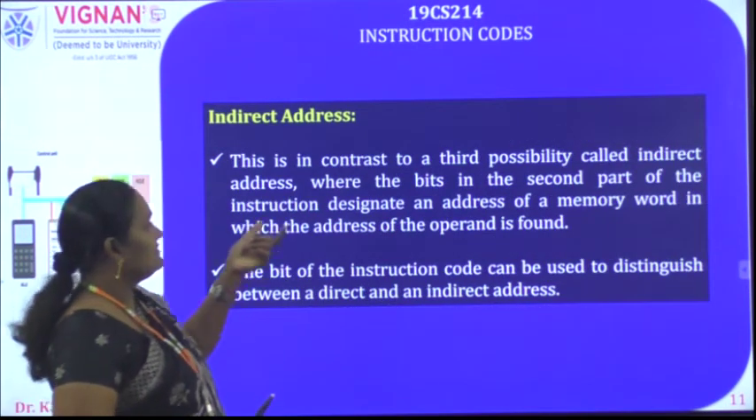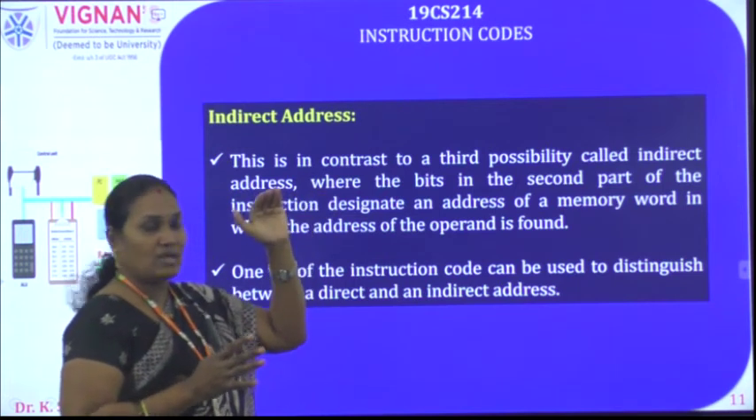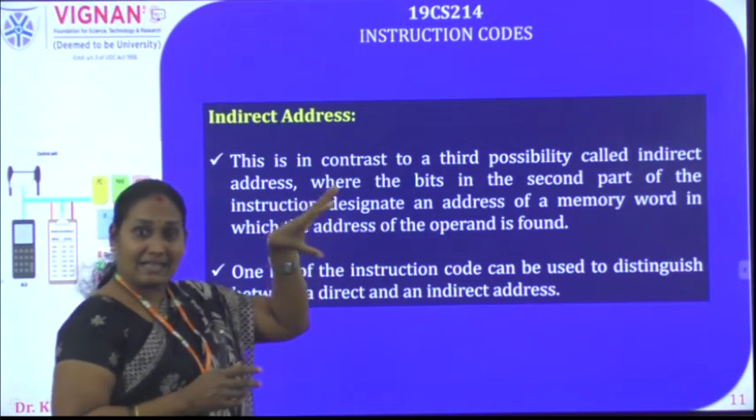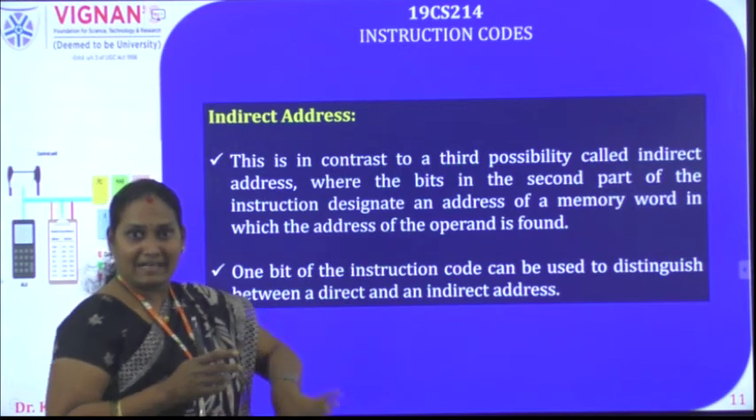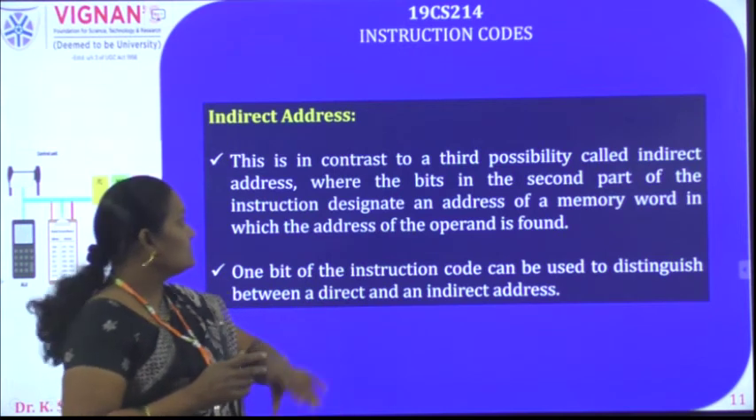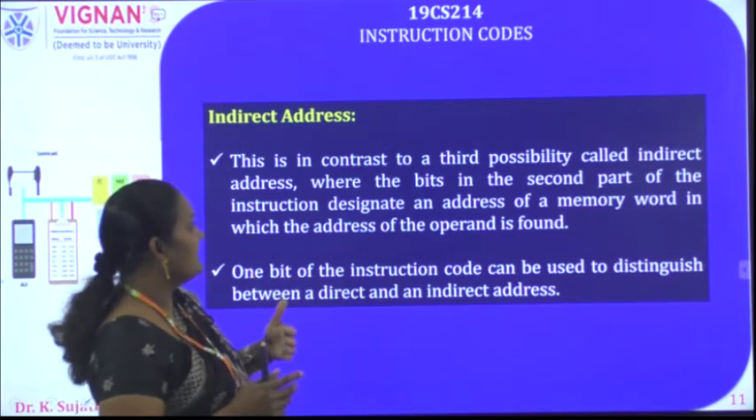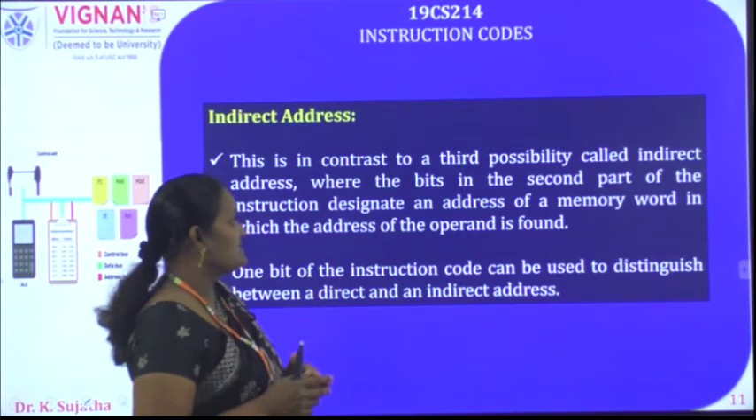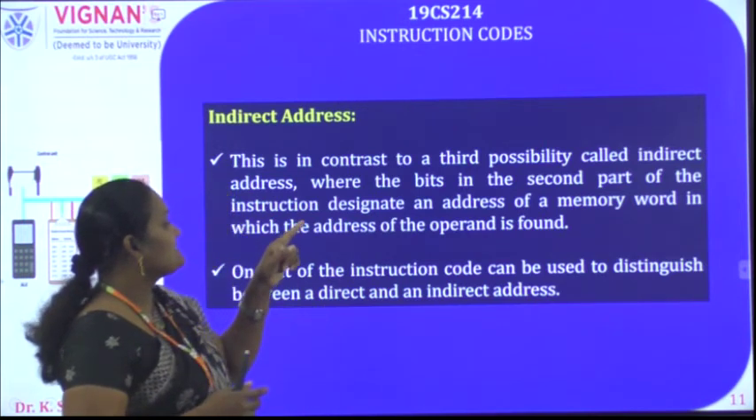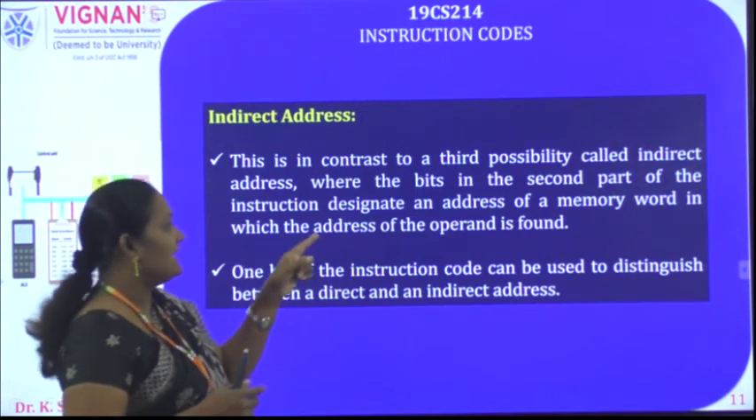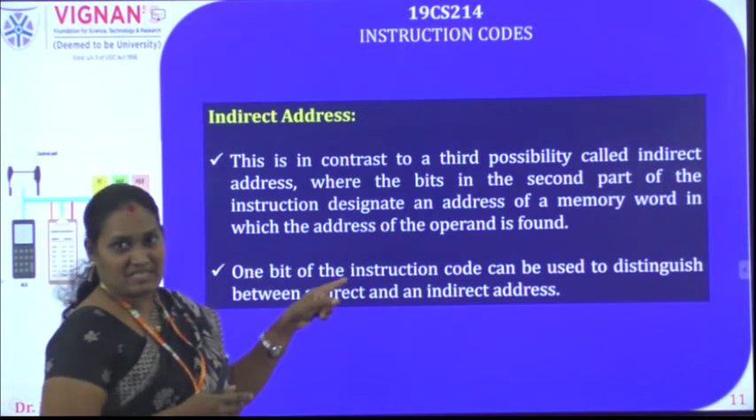Now coming to another possibility. Here we are seeing two possibilities. One possibility is that the address part contains the operand itself. The second possibility is that the address part contains an address. Another variation is the third possibility, which is called indirect addressing, where the bits in the second part of the instruction designate an address of a memory word in which the address of the operand is present.